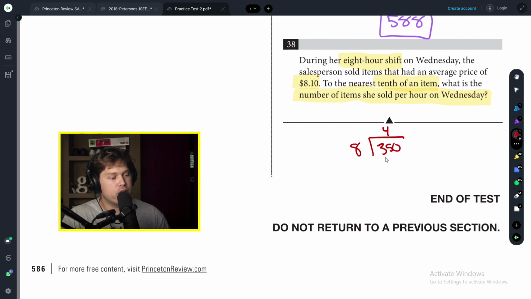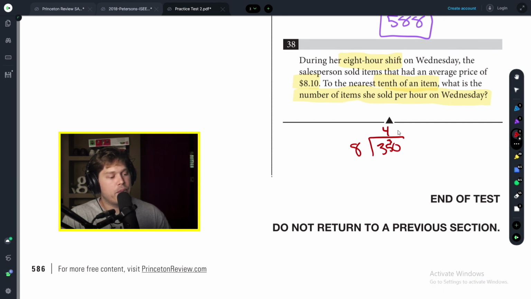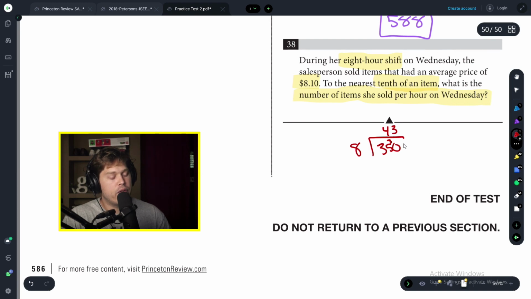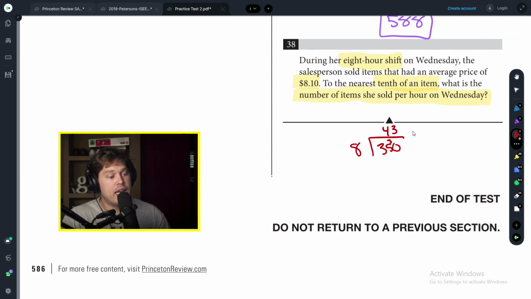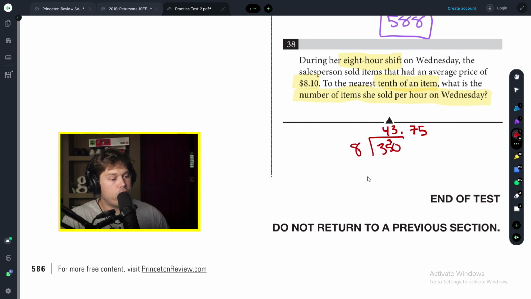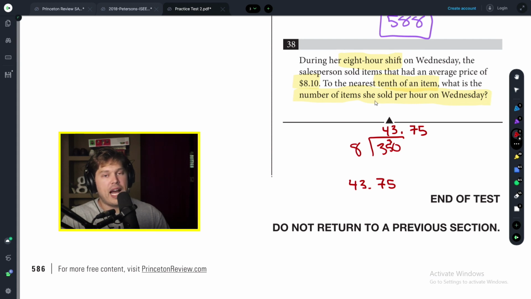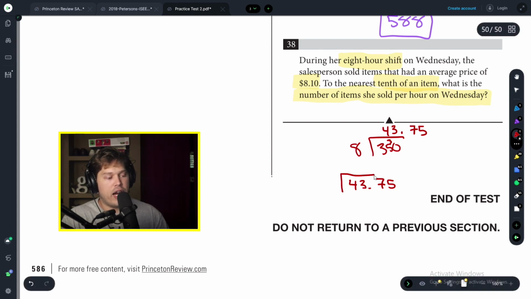Well, 8 times 4 is 32. 8 goes into 30 3 times, and we have a remainder of 6. So this is 43 and 6/8, which is 3/4, which is 0.75. So 43.75 is how much she sold per hour. Now we want to know how many items she sold. If the average item cost $8.10, then we'll divide by 8.1.